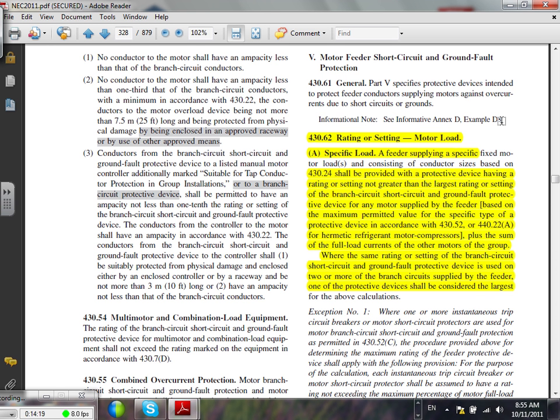Everybody knows what a feeder and a branch circuit are by now, right? The branch circuit overcurrent protection device is the one that protects the piece of equipment. A feeder protects multiple pieces of equipment, right? Could you please highlight this one? Very, very important. Okay, so we got that one.